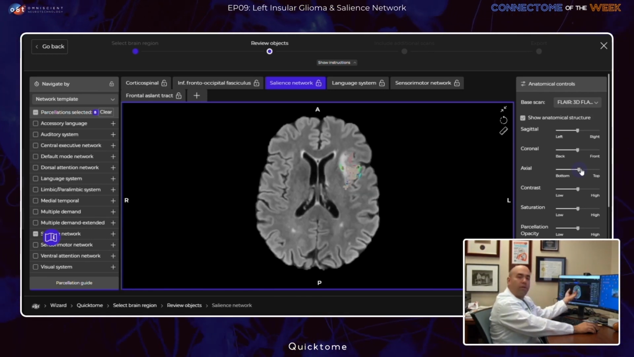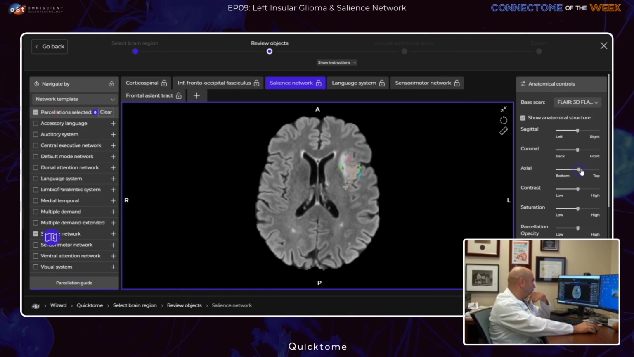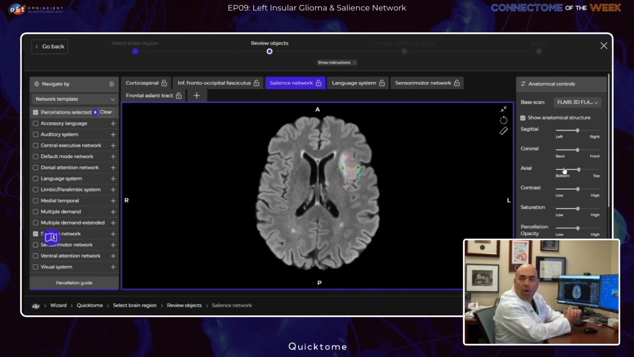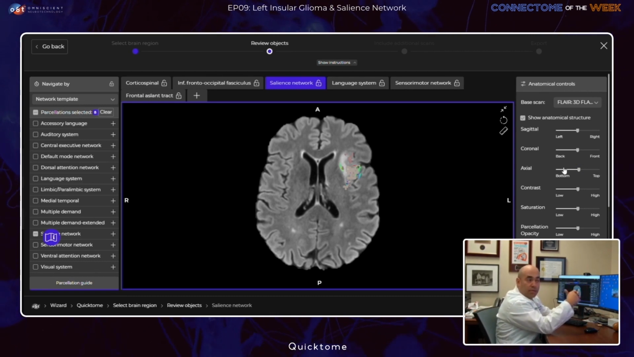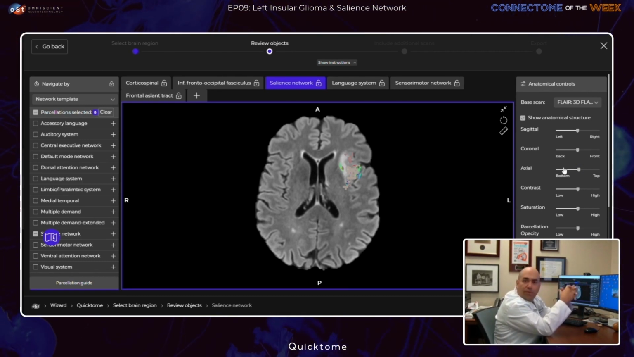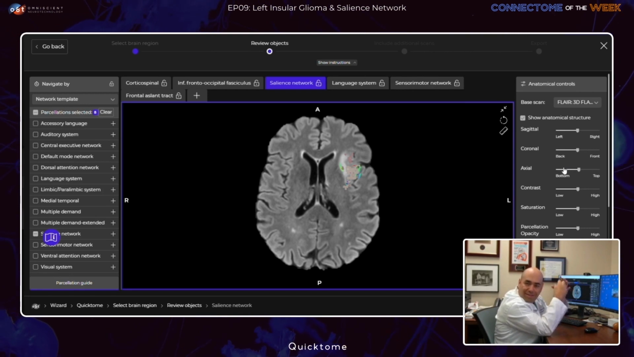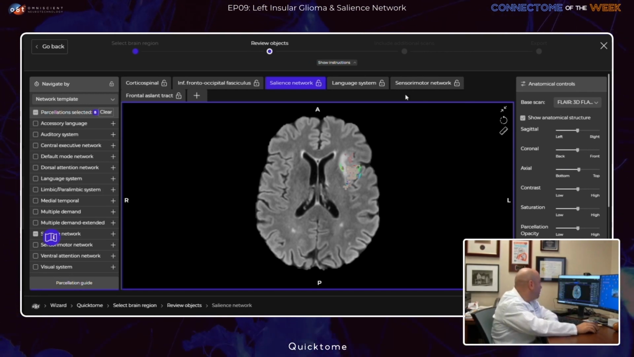Now you can see quite a cluster and concentration of parcellations that should give anyone pause, whether it's Salience in this case or any type of network. With that type of clustering, there's probably going to be some level of significant representation of the network when the density reaches that level.